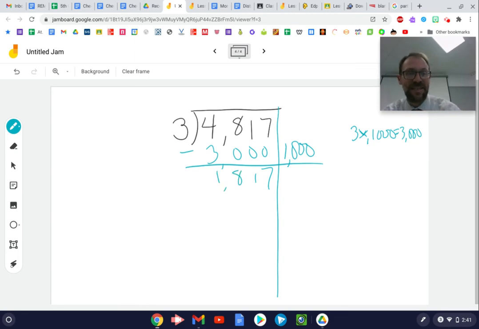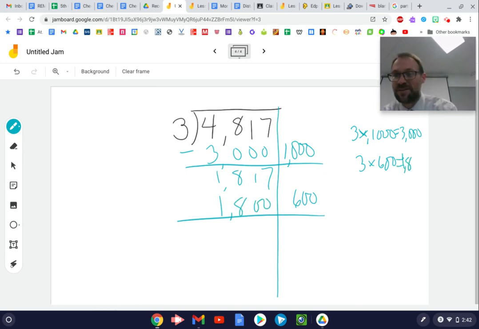Oh, wait a second. I see the 18 here. If I just rounded this off to 1,800 real quick in my head, I'm seeing an extended math fact because I know that 3 times 6 is 18. And if I want 2 zeros after it, I put 2 zeros after the 6. So 600 groups of 3 is 1,800. That's our extended math fact, 1,800. So that leaves us with 17.